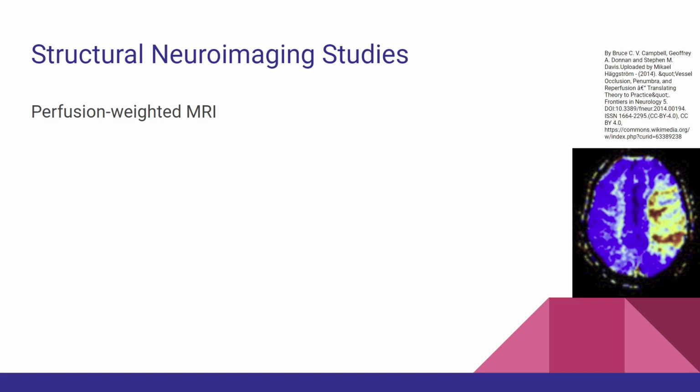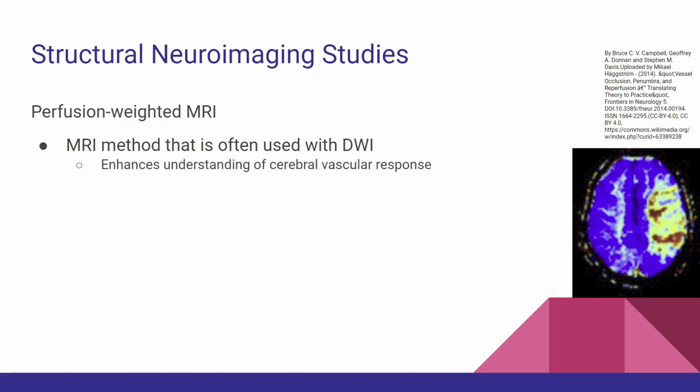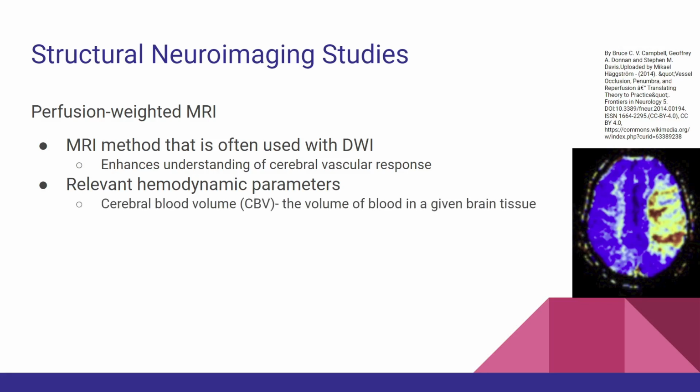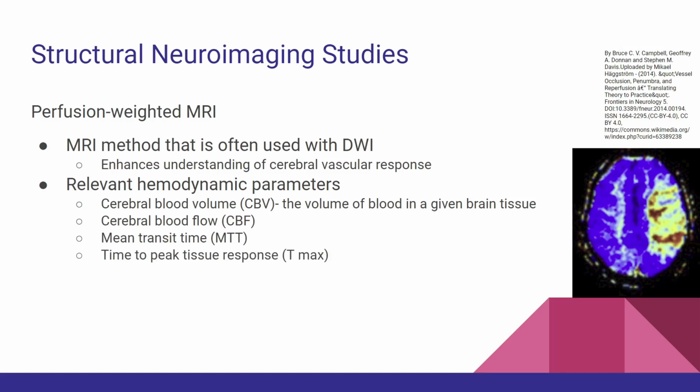Another MRI process is perfusion-weighted imaging. This is often used concurrently with diffusion-weighted imaging, and this helps enhance our understanding of the cerebral vascular response within the brain. So with this imaging technique, you're looking at various hemodynamic parameters, including cerebral blood volume, cerebral blood flow, the mean transit time, and the time to peak tissue response.